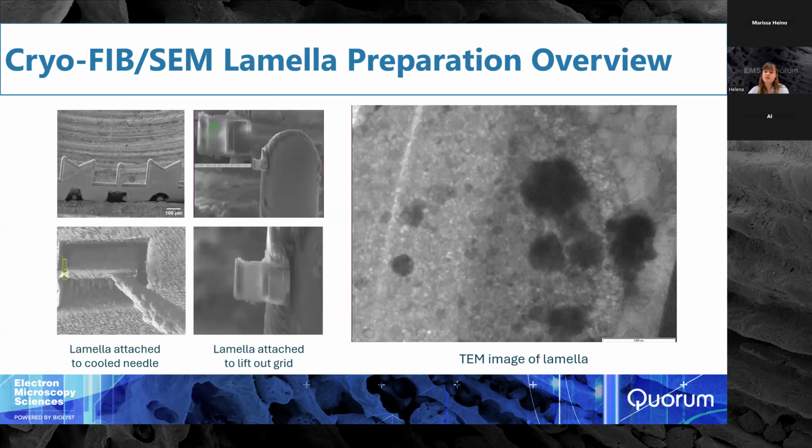And here are some images that were produced at the University of Nottingham, where we've been doing this process. So you can see that we've got our lamella attached to our micromanipulator needle here. We've placed it on the side of our lift-out grid. And then we have transferred over and we have a TEM image of the lamella.